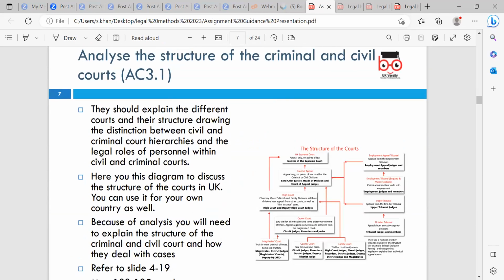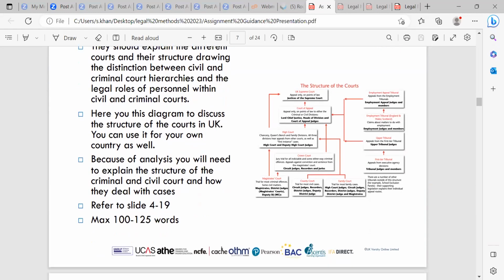Then you need to analyze the structure of the criminal and civil courts, AC 3.1. You should explain the different courts, their structure, drawing the distinction between civil and criminal hierarchies and the legal roles of personnel within the civil and criminal courts. Here use this diagram to discuss the structure of the courts. You can use it for your own country as well. Because of the analysis, you need to explain the structure of criminal and civil courts and how they deal with cases, because they're different, okay?